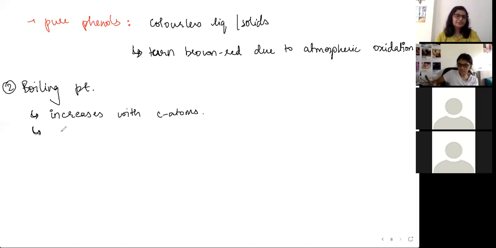Between isomers, like if there is branching, what happens? These are all the things. Branching decreases boiling point because surface area decreases. The van der Waals forces will also decrease, so it's easier to break. These two are common things you will come across for every organic compound we're going to talk about.